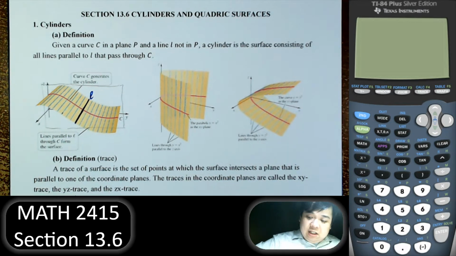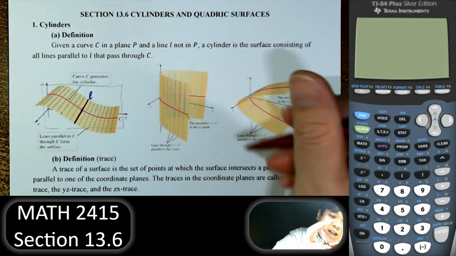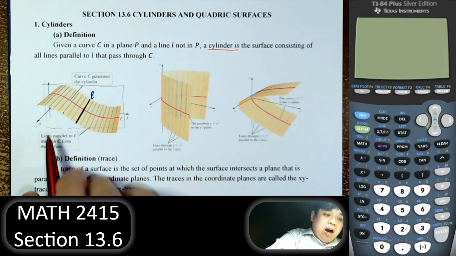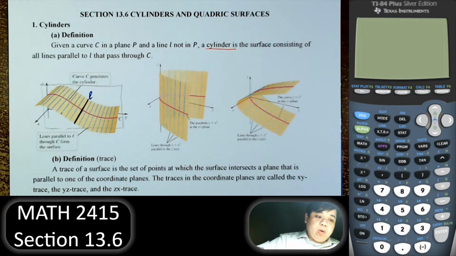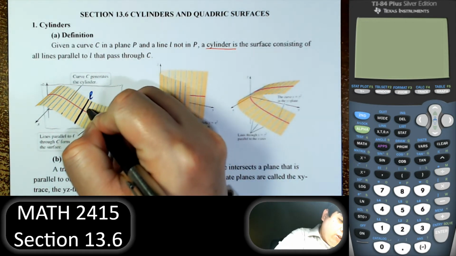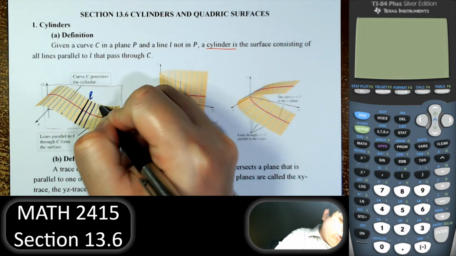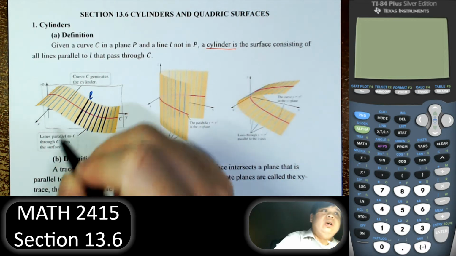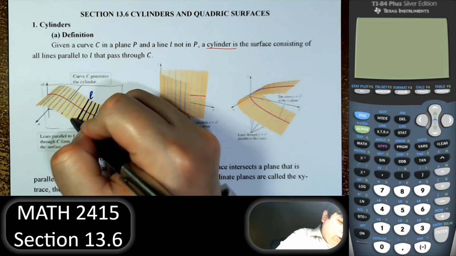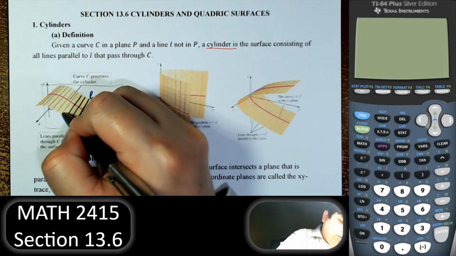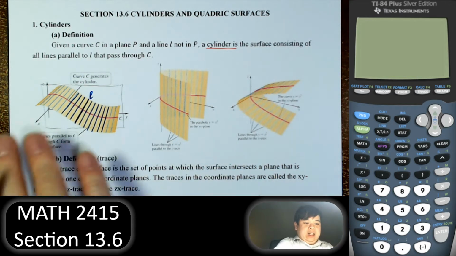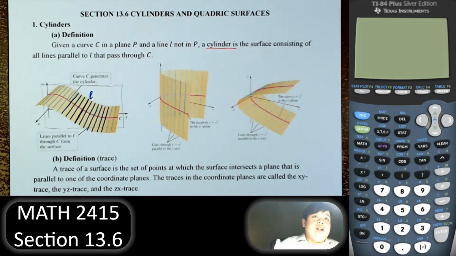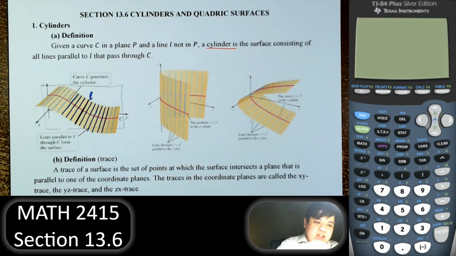A cylinder is the collection of all the lines parallel to L that go through C. So just draw a bunch of lines parallel to L that go through C. So it's a cylinder. Of course I can draw more than that, and that will trace and give us a cylinder. When we talk about a cylinder, we're not talking about the actual circular cylinder. It is just in this sense.